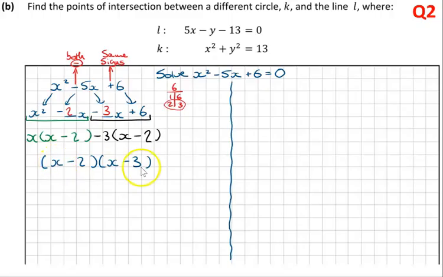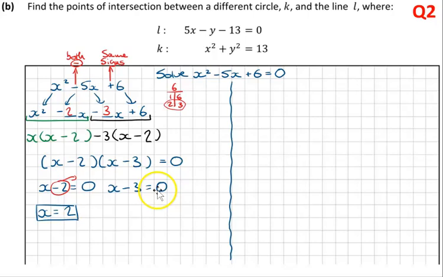I have factorized, so in order to solve, I need to let this equal to 0. So if x minus 2 is equal to 0, then x is equal to positive 2. And if x minus 3 is equal to 0, then x is equal to positive 3. So now I've found my two solutions for x. I also need to find my y values, but before I do that, I'm going to solve using the minus b formula and show you that I'll get the same answers.